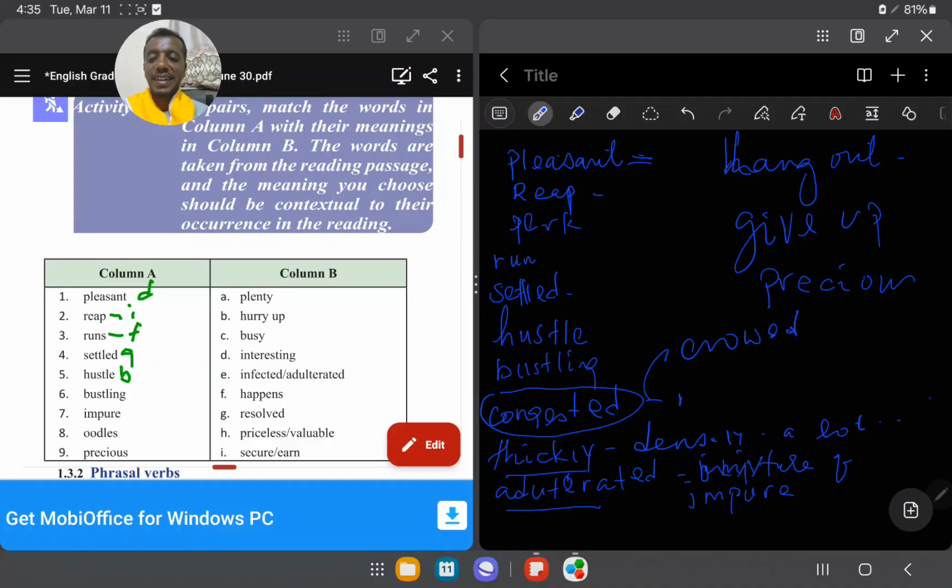And number 6, bustling. Bustling means busy time, busy. That is B, C. That's the right answer.